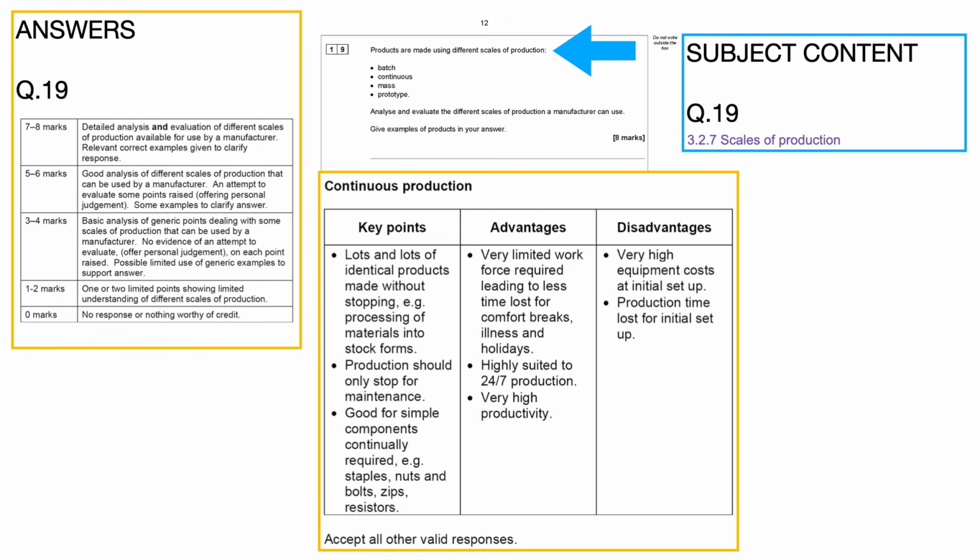So for continuous production, we have the key points, advantages and disadvantages. Looking at the top bullet points now, lots and lots of identical products are made without stopping. So for example, is the process of materials into stock forms. The advantages of this are very limited workforce required, and it leads to less time lost for comfort breaks, illness and holidays. But the disadvantages here are it's a very high equipment cost at initial setup, and production time is lost for initial setup too.